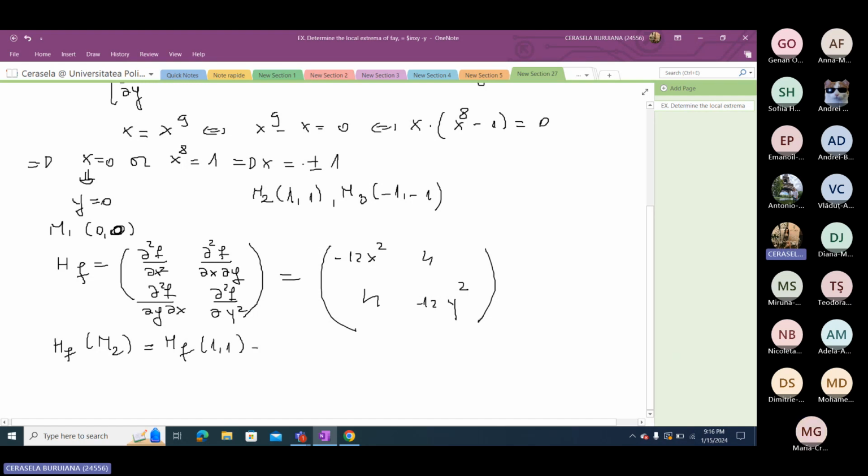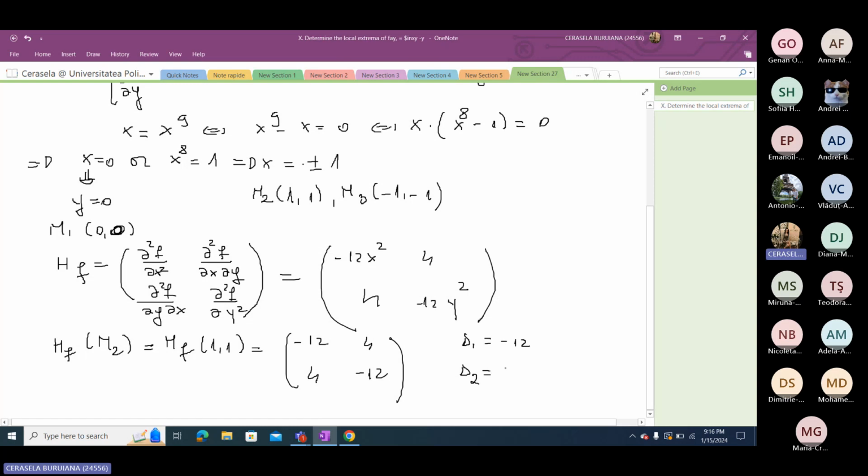1, 1. What will I get here? It will be minus 12, 4, 4 and minus 12. Good. Well, the first idea is to take the determinants. Why? Because it's easier. As I said, it's up to you. You aren't forced to use the same method as I. I prefer the method with delta because I consider it faster, yeah?